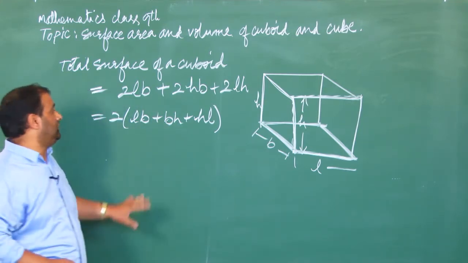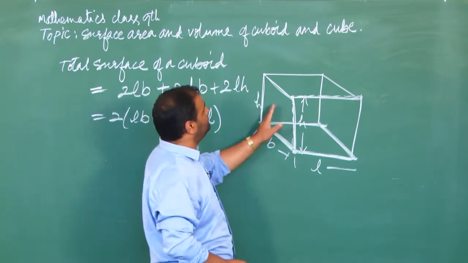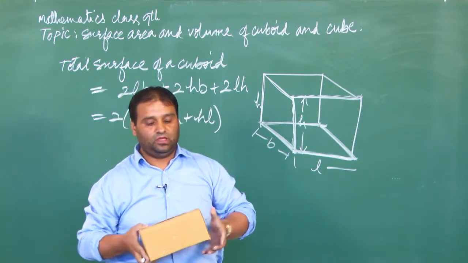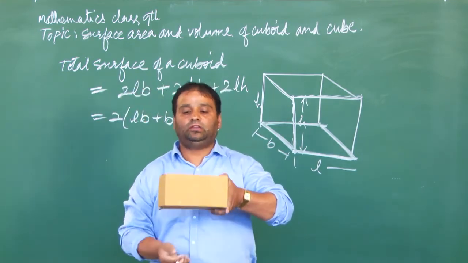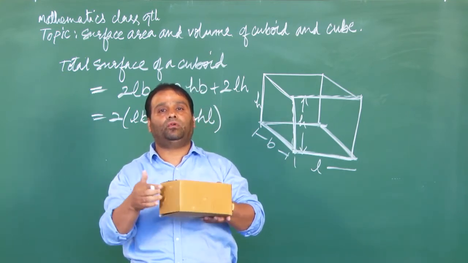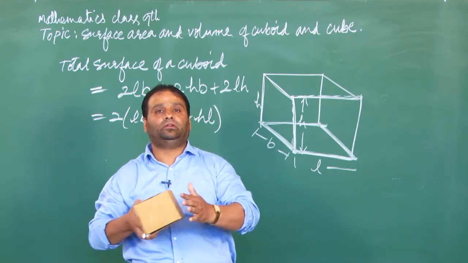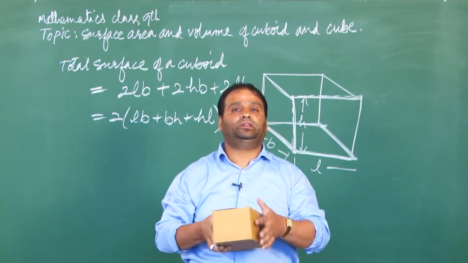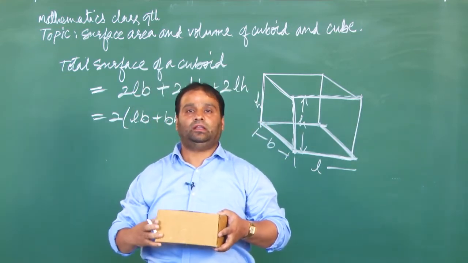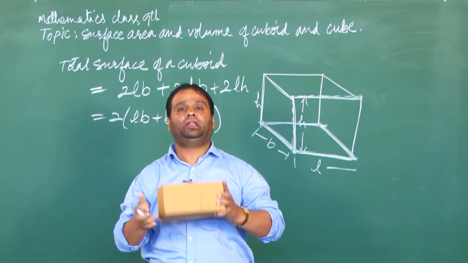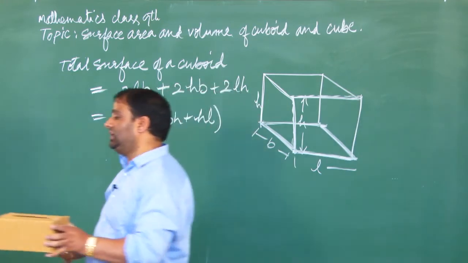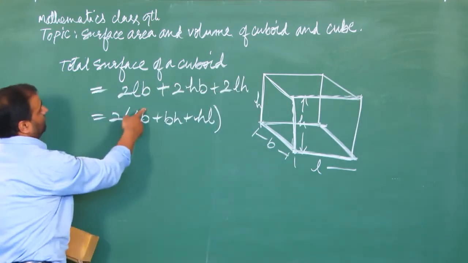Now, if we take only the 4 sides of the cuboid and ignore their bases, suppose this is the rectangular box, we ignore the top of the rectangular box and its base, we are left with 4 side rectangles that we call the lateral surface area of the cuboid. You can call it the area of the 4 walls as well. Now, we know the top and the bottom of the cuboid has dimensions length and breadth. We can erase length and breadth from this.